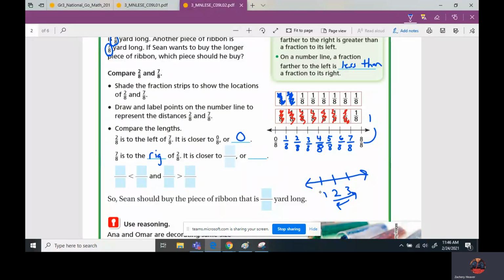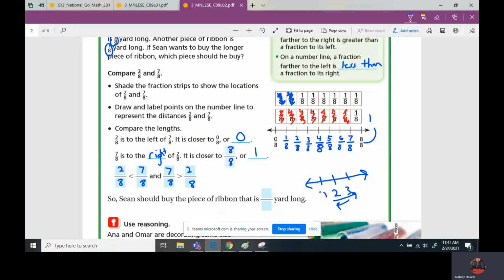I'm sorry, that means 0. 2/8 is closer to 0/8, or 0, because 0/8 equals 0. 7/8 is to the right of 2/8, so it's closer to 8/8, which equals 1. So, which is bigger, 0 or 1? We know that 2/8 is less than 7/8, because 7/8 is greater than 2/8.